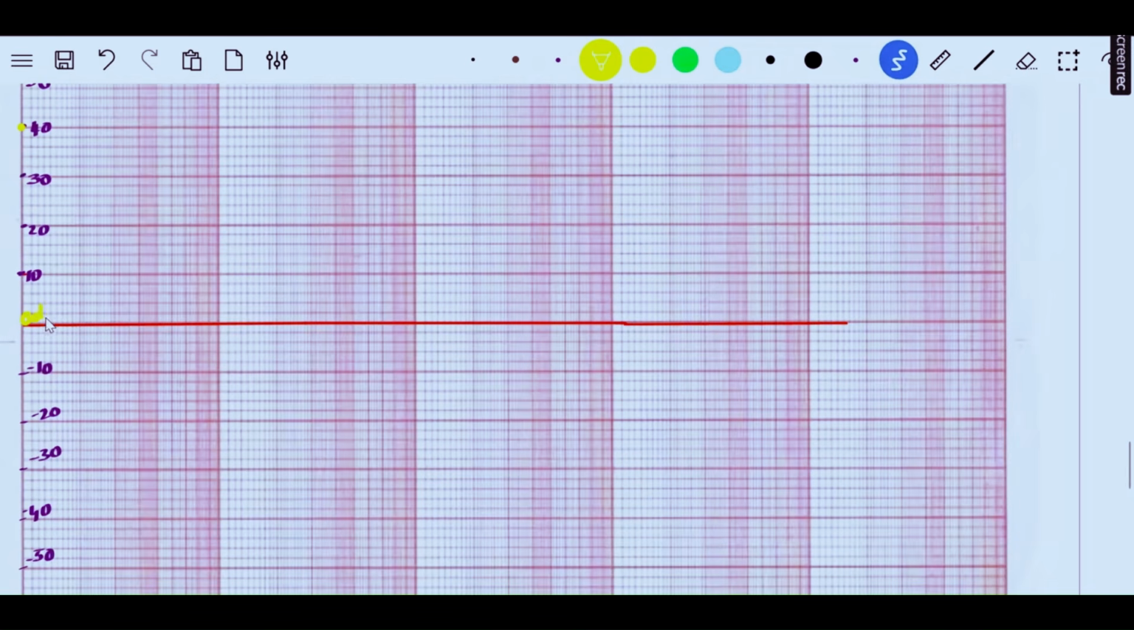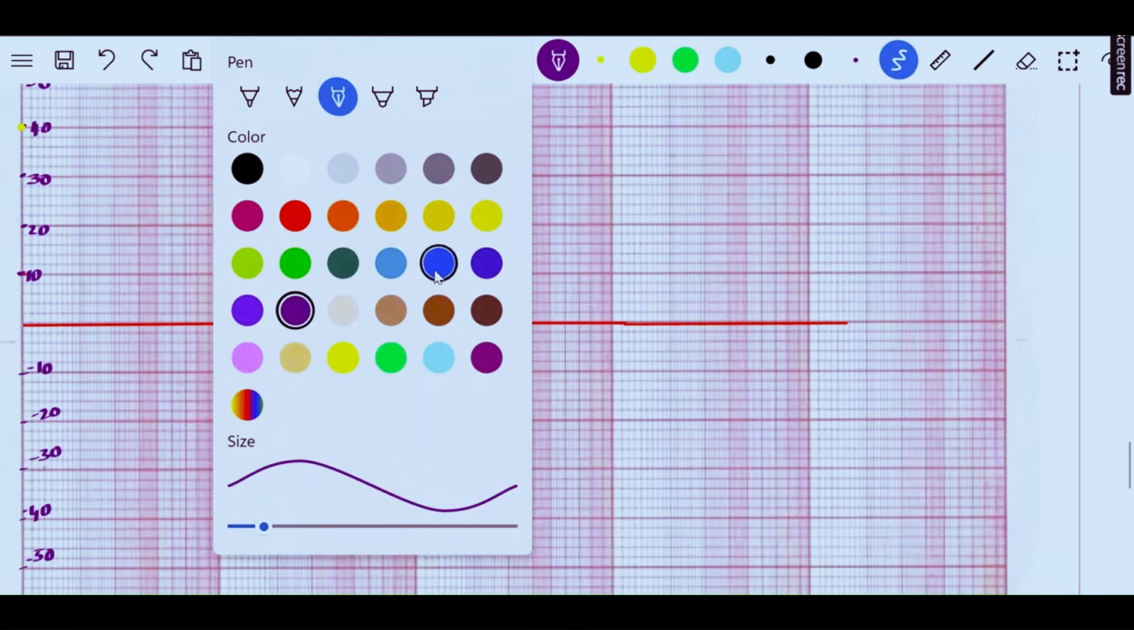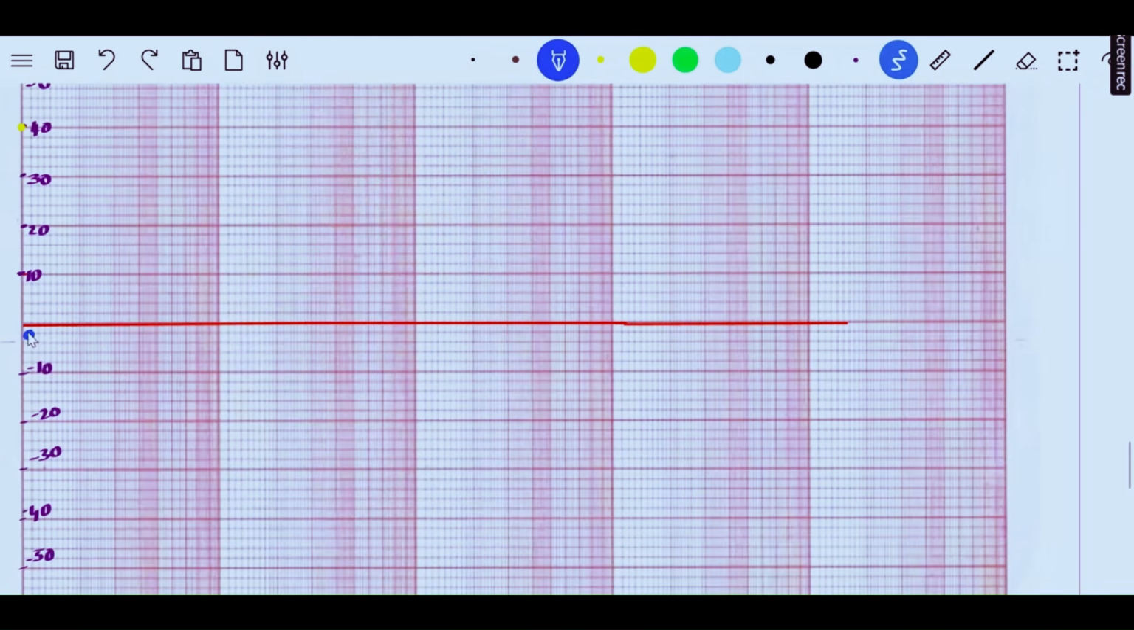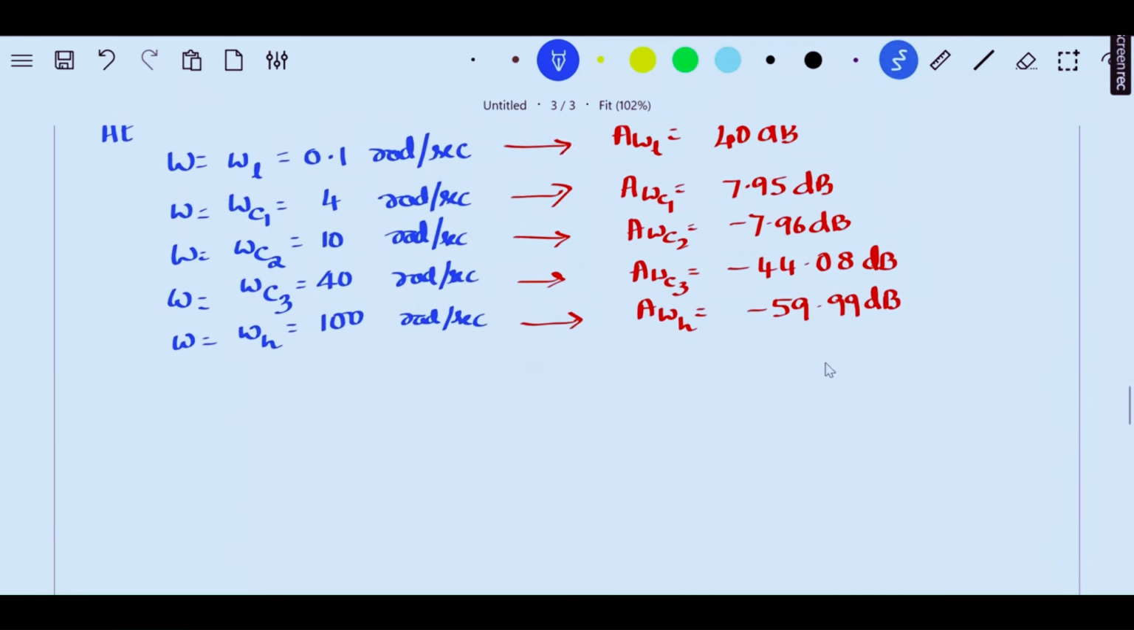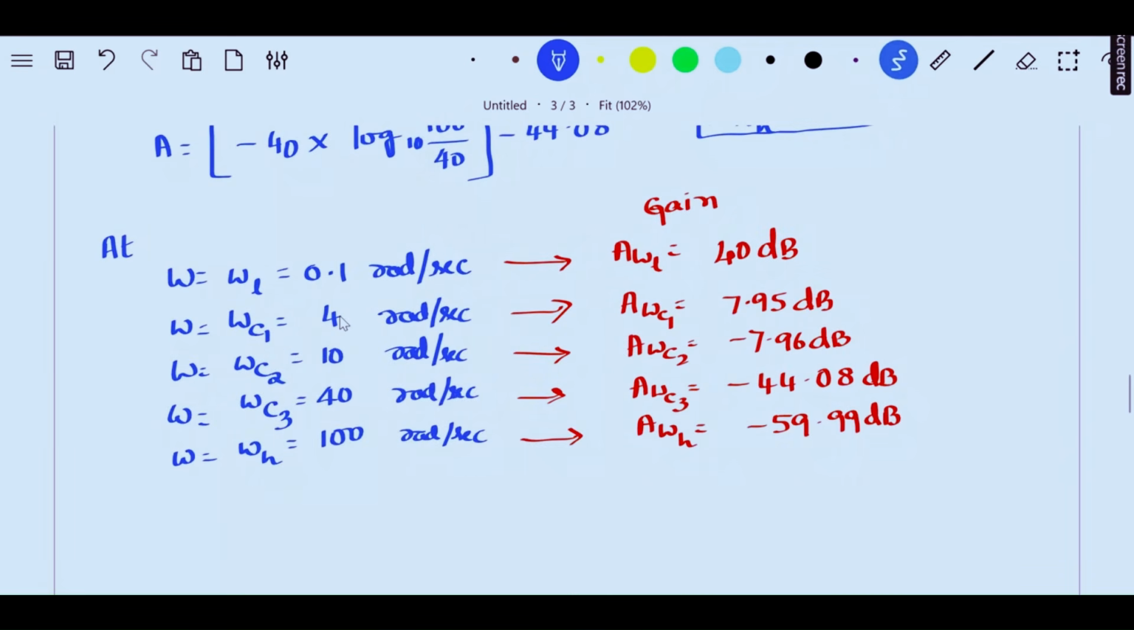Now from 0 dB, see this is your 0 dB. Let me take some other color. Yeah. So this is 0 dB. So there are 5 divisions here, and each division will take two dB. So minus 7.96 at 10 radians per second, that is what you can see in this table. Sorry, we have 4 radians per second, which is 7.95. So let us first mark that.